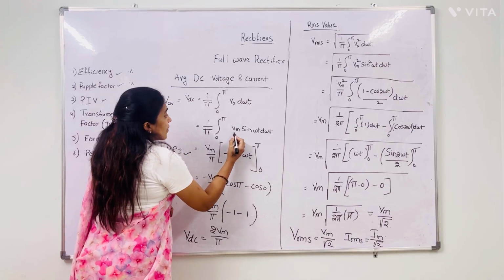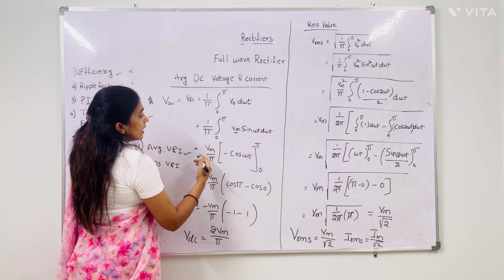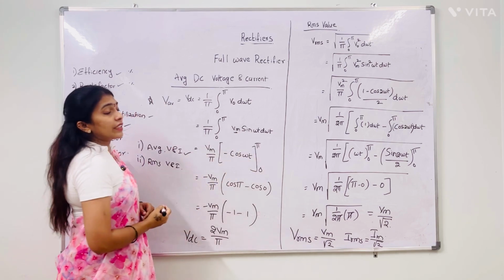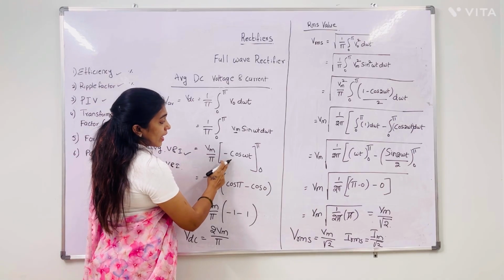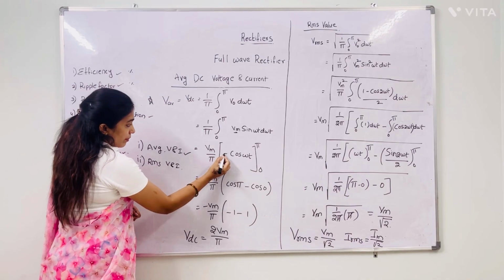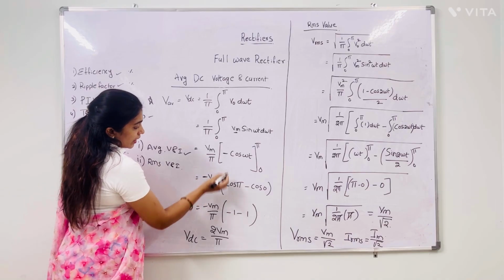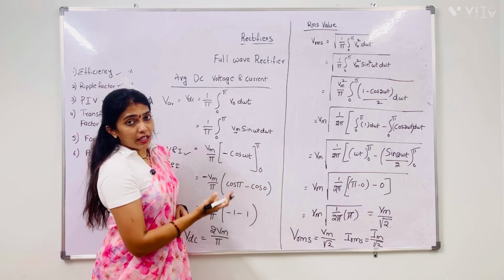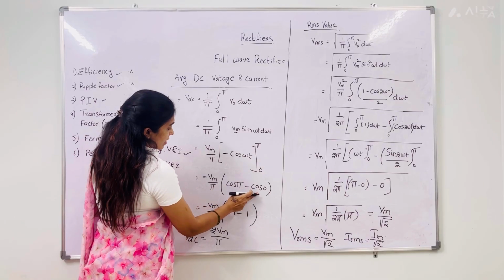Next, this Vm is taken outside the integration, then Vm by pi. Next, the integration of sine omega t is minus cos omega t, applying limits 0 to pi. Taking this minus out of the bracket, minus Vm by pi. Apply the upper limit minus the lower limit: cos pi minus cos 0.